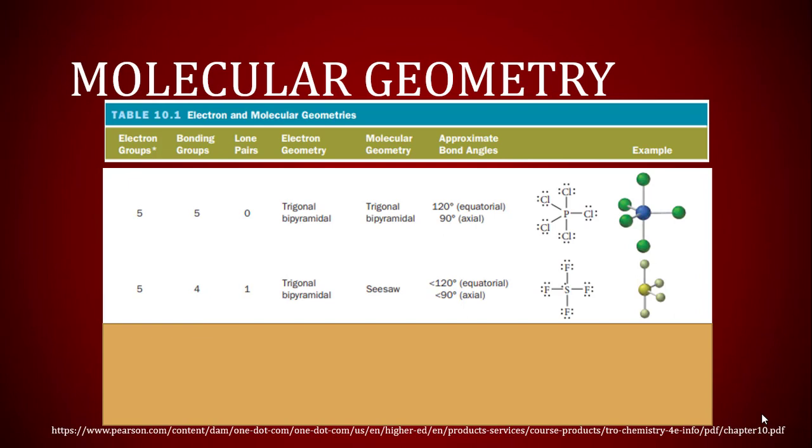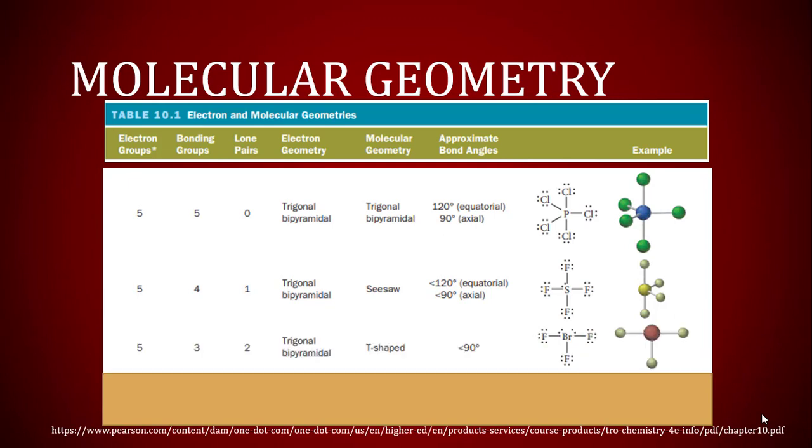You could have 4 bonding domains and 1 non-bonding domain, and now you get what is called the seesaw geometry, where the bonds are a little bit less than 120 degrees in the equatorial and a little bit less than 90 from the equatorial to the axial. You could have 3 bonding domains and 2 non-bonding, and this would be T-shaped, and all of the bond angles would be slightly less than 90 degrees.